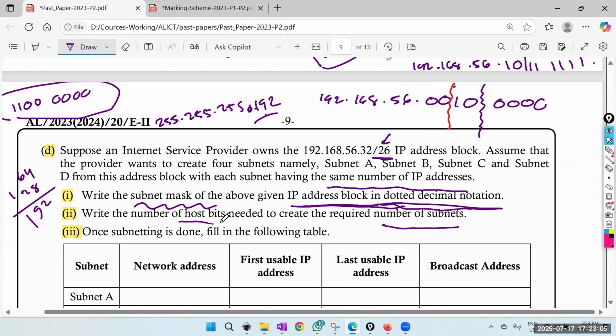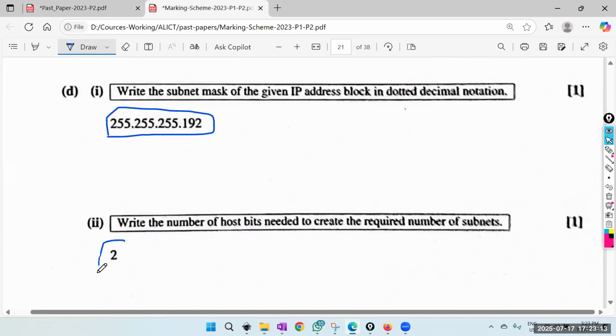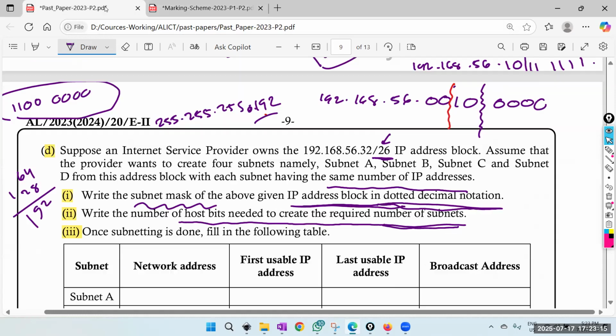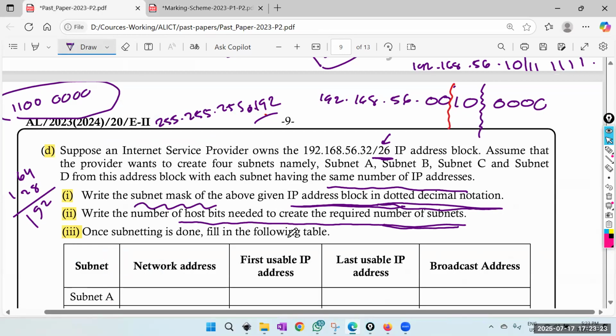Number of host bits needed to create the required number of subnets: you need to borrow 2 host bits. Right? 2 host bits. Maybe you can write a small description also. That is okay. Just write a small description, but it's not a must.